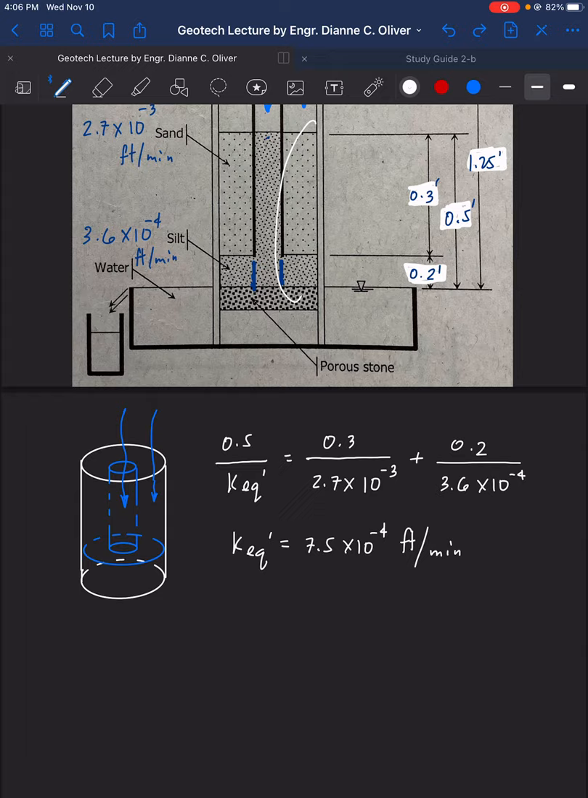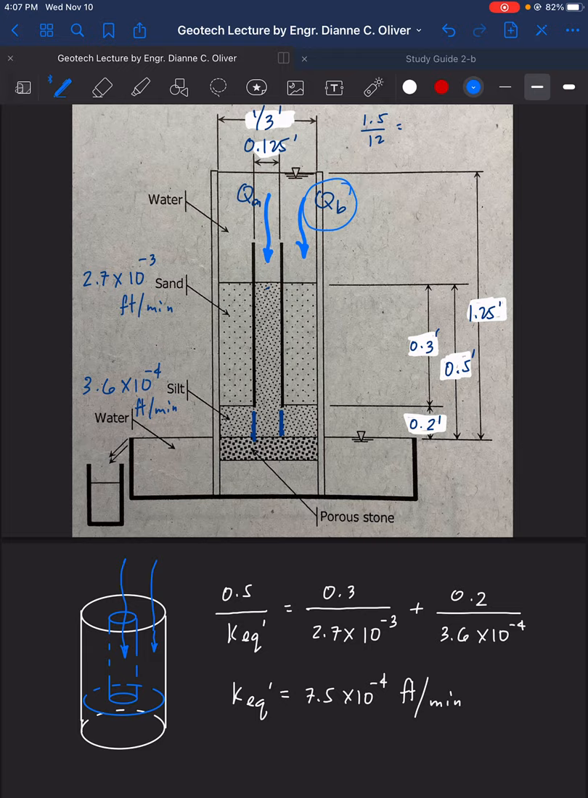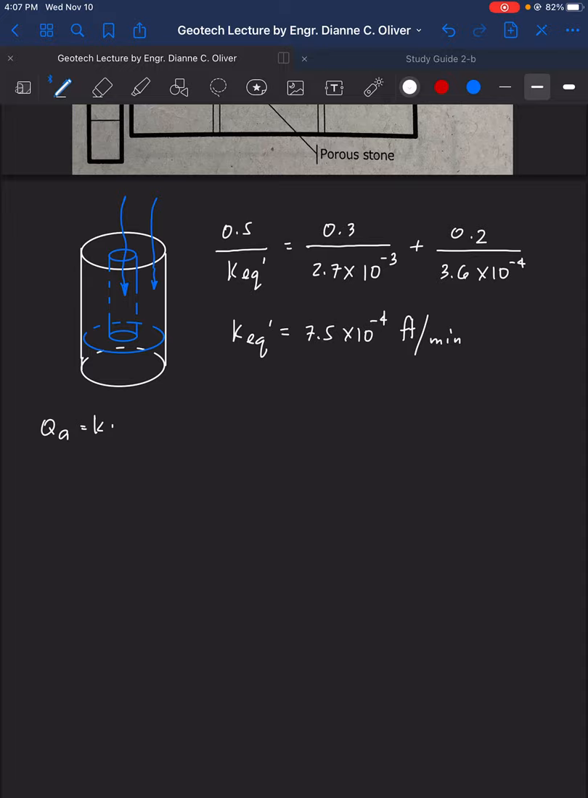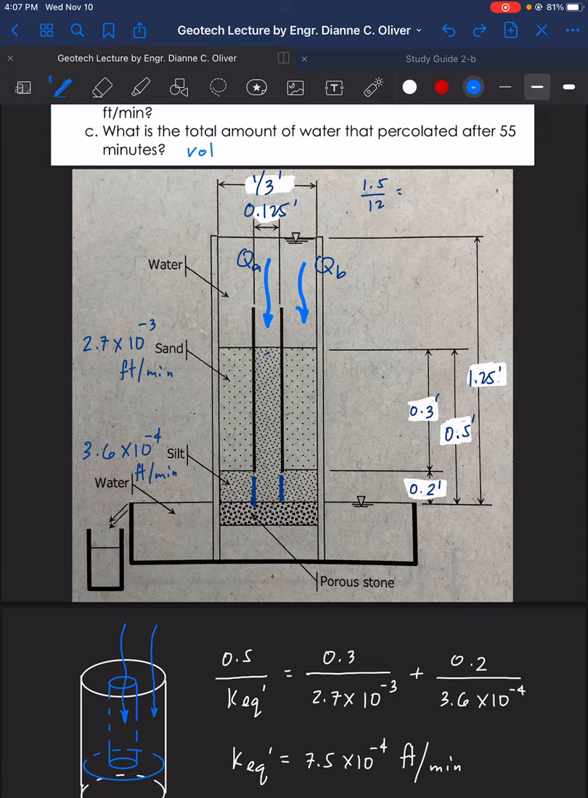To what are we going to use that K equivalent now? So that K equivalent can be used to solve for the flow outside, which is the Q sub B. How about the Q sub A? The K for Q sub A will be the K for silt, which is 3.6. Okay? So, for Q sub A, using Q equals KIA, we have there 3.6 as the K of the silt times 10 raised to negative 4 times the hydraulic gradient of 1.25 foot and the distance traveled by the water as 0.5 foot.